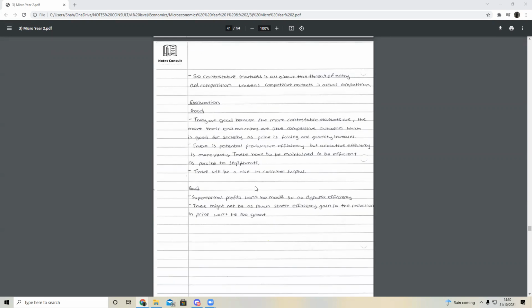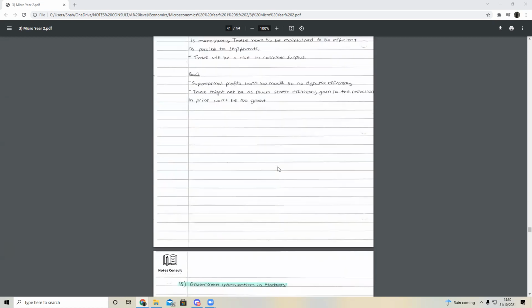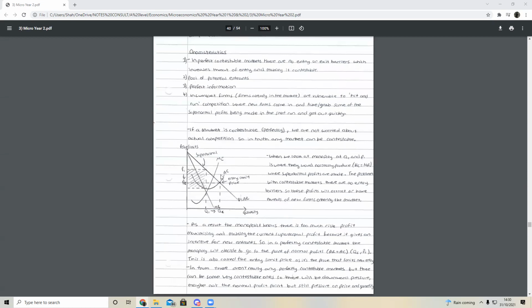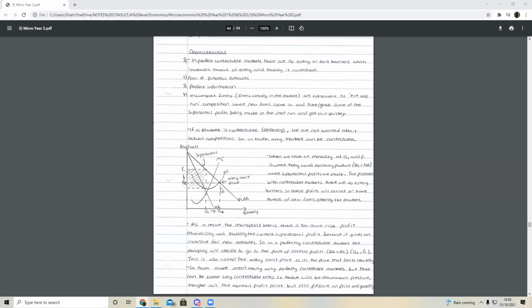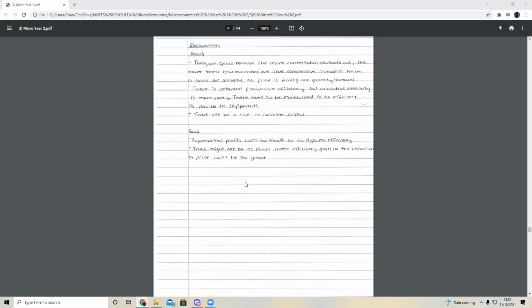You can read this in your own time. Wait, is that monopolistic? This one? Yeah, this is a contestable market.